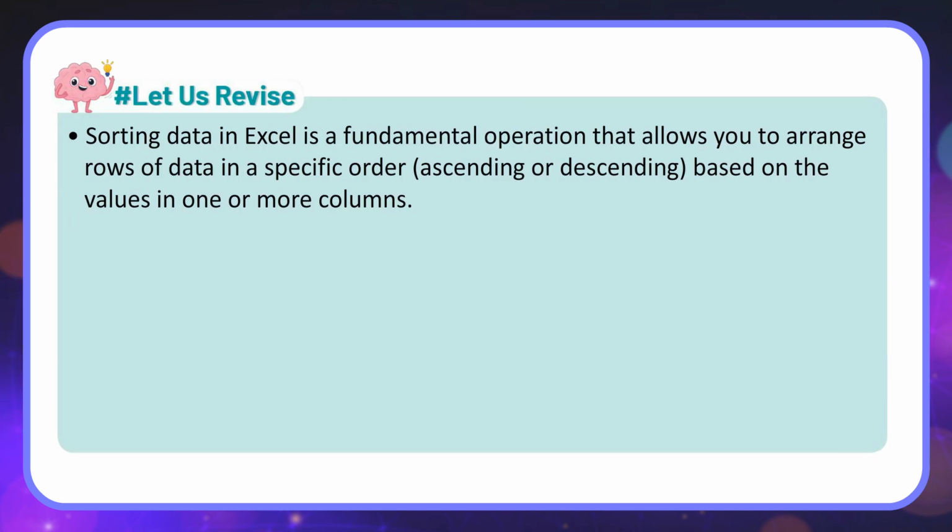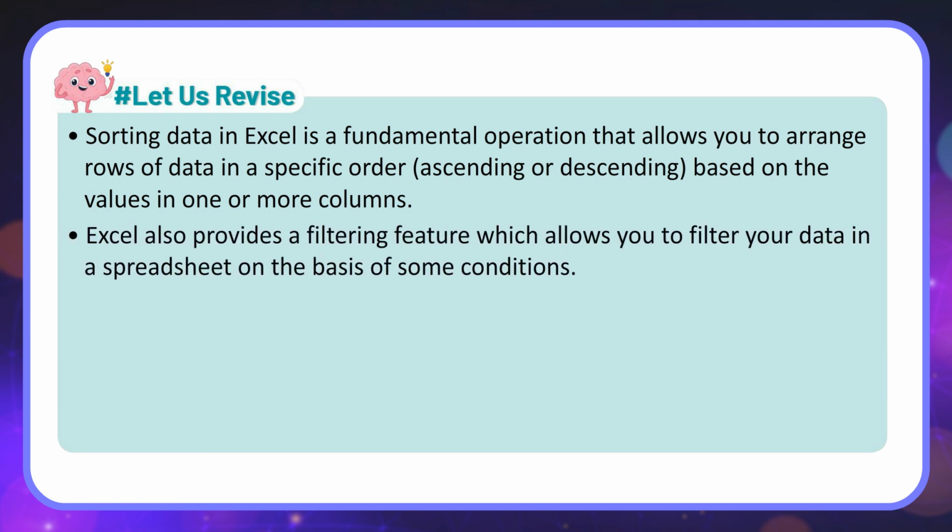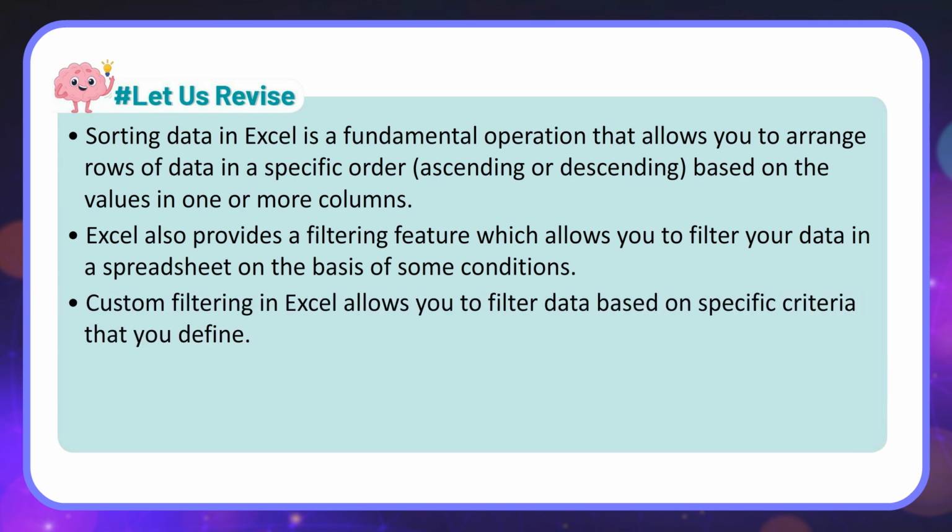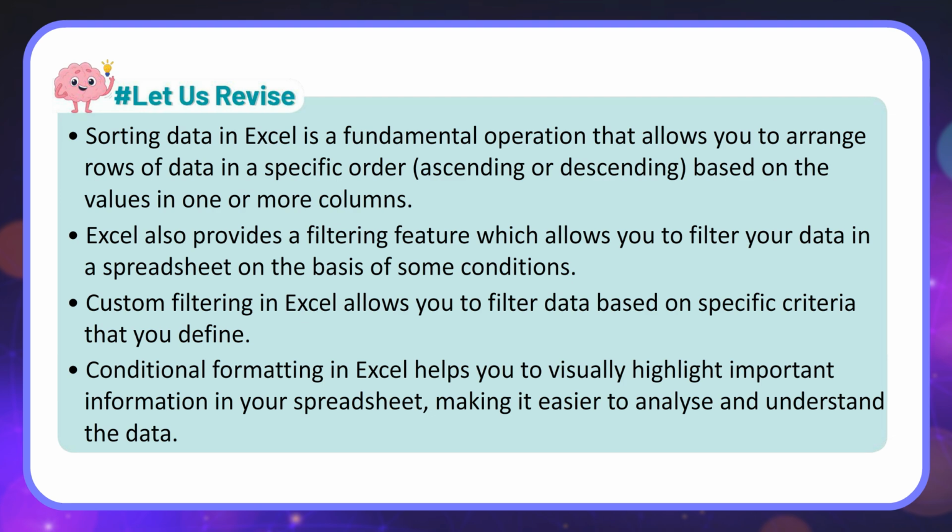Let us revise. Sorting data in Excel is a fundamental operation that allows you to arrange rows of data in a specific order, ascending or descending, based on the values in one or more columns. Excel also provides a filtering feature which allows you to filter your data in a spreadsheet on the basis of some conditions. Custom filtering in Excel allows you to filter data based on specific criteria that you define. Conditional formatting in Excel helps you to visually highlight important information in your spreadsheet, making it easier to analyze and understand the data.